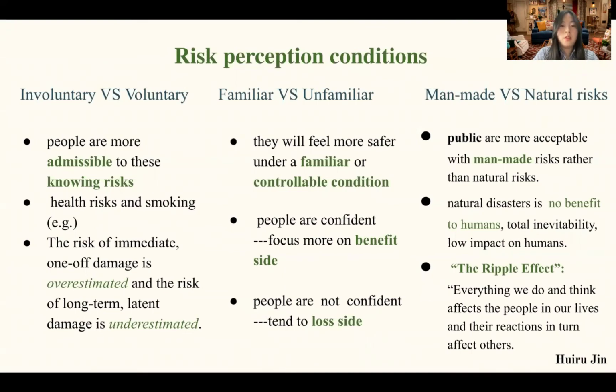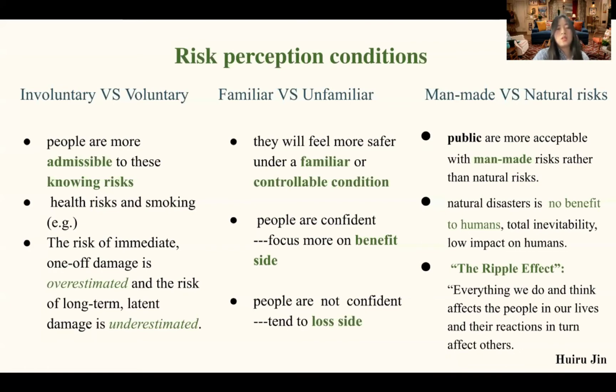The first one is voluntary and involuntary risk. Compared to involuntary risk, people can be more accepting of voluntary risk because they are more admissible to this known risk. Here is an example of health risk and smoking. We have a common sense that if you smoke for a long term, you have a high possibility of getting cancer. But surprisingly, they are not too worried or nervous about this because they are underestimating the negative outcomes of smoking. They already know the risk.